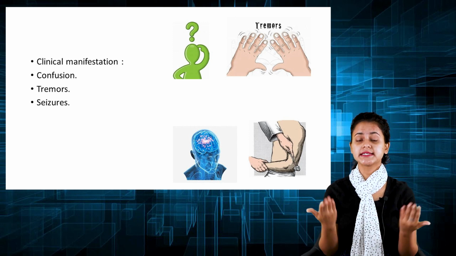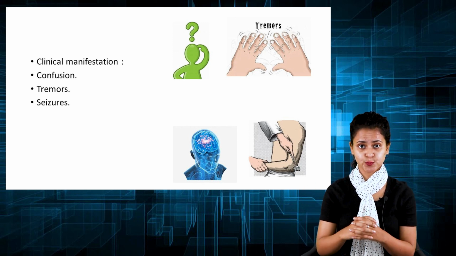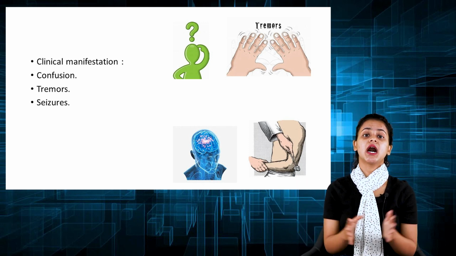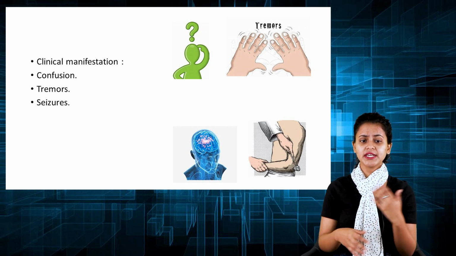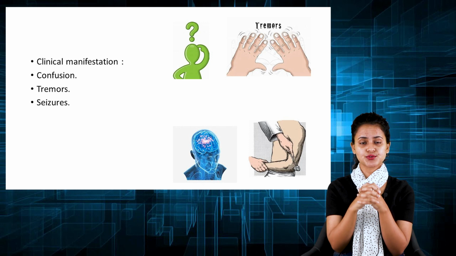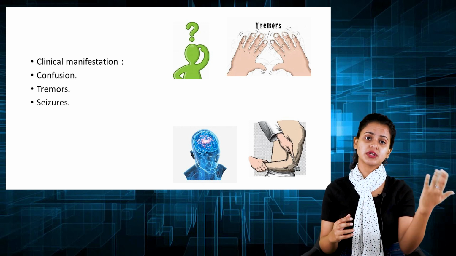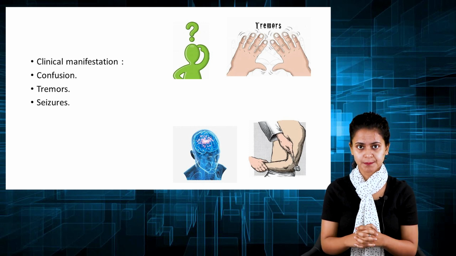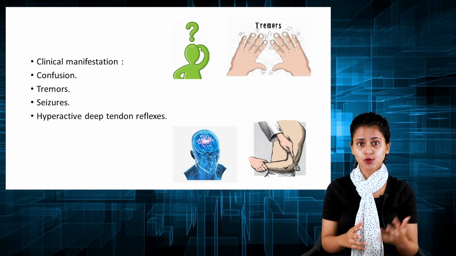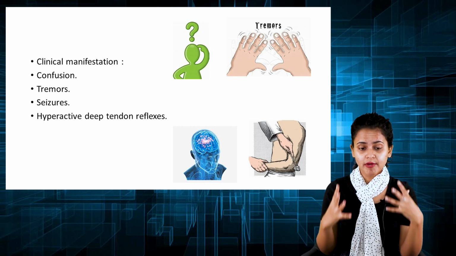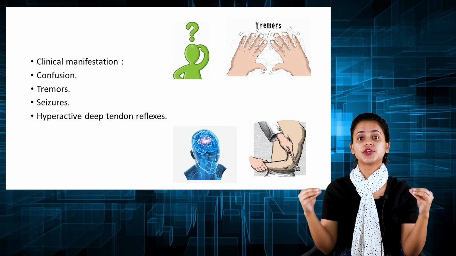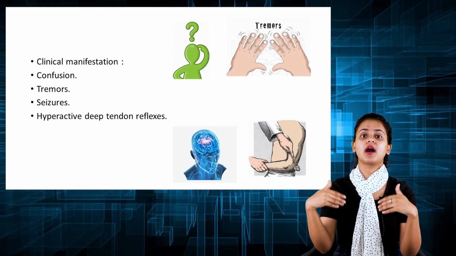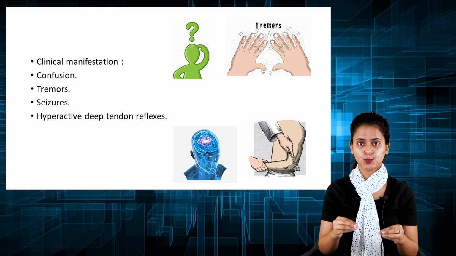Even a client with hypomagnesemia can present with frequent seizure episodes. Here we're going to see a client having very frequent seizure episodes, which is basically due to the neuronal impairment caused by the decreased level of magnesium in the body. The next manifestation, which is very commonly seen among clients, is hyperactive deep tendon reflexes. These are very significant manifestations of a client who is suffering from hypomagnesemia.